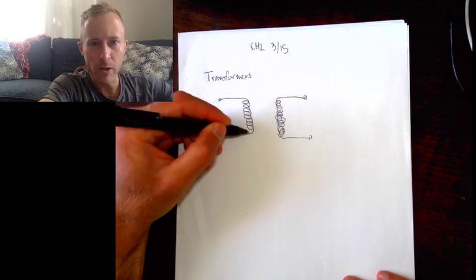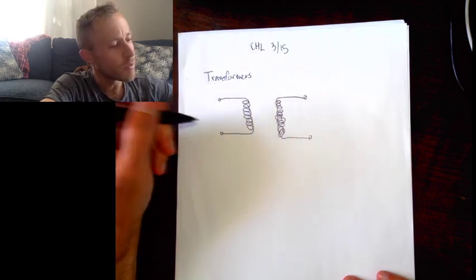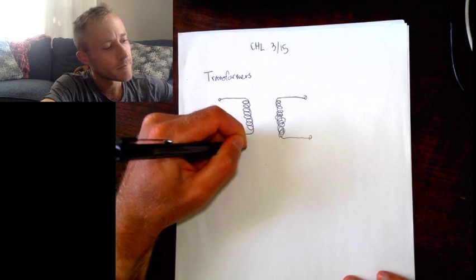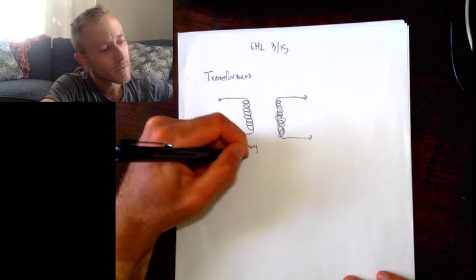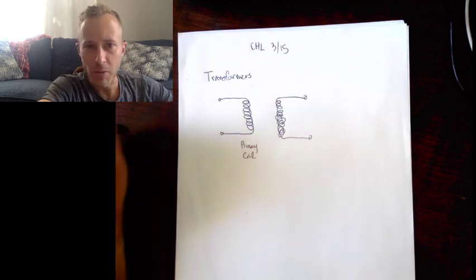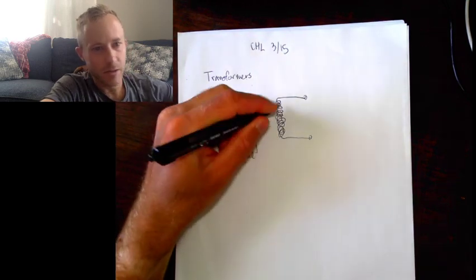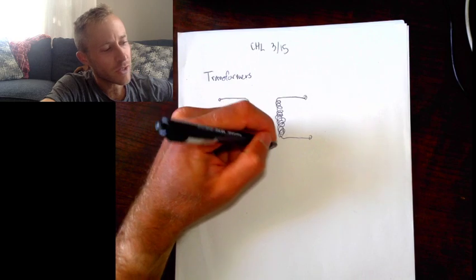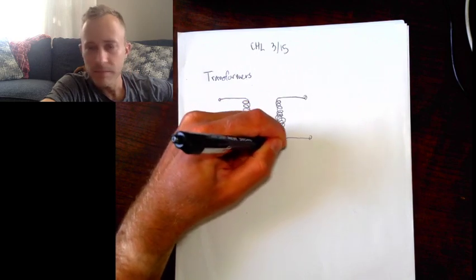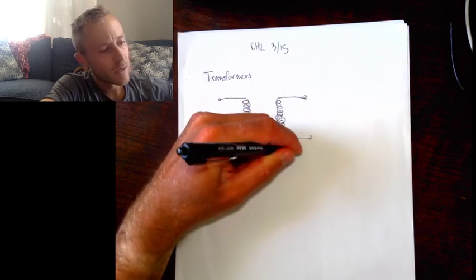This coil right here is called the primary coil of the transformer. And this coil right here is called the secondary coil.